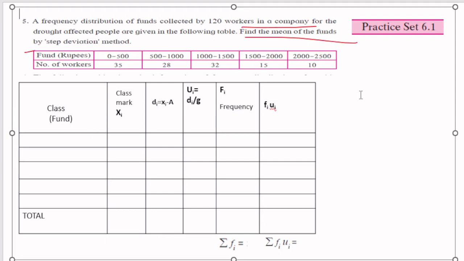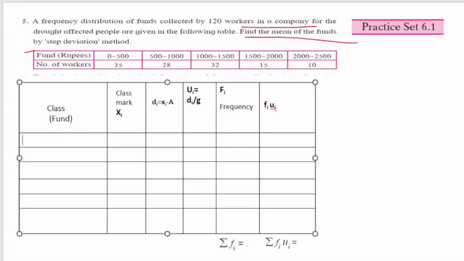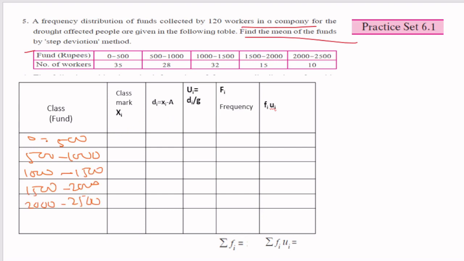So what should be your first step? Your first step is to write the classes. Let's write that. So 0 to 500, 500 to 1000. Similarly, you can write all the classes. Now what next? To find the class mark. So 0 plus 500 divided by 2, 250. Similarly, you can calculate for all. Up till now all steps are the same. Even the next step will also be the same.